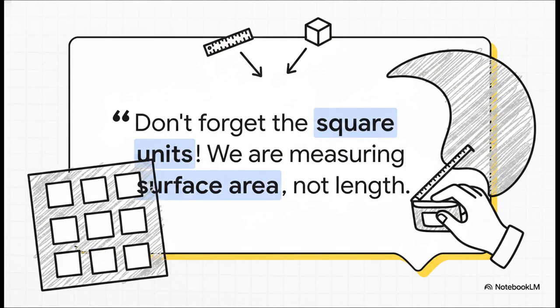But wait, don't stop there. This is super important. The answer isn't just 42. It's 42 square centimeters. Remember, we're measuring the surface area, the space inside the shape, not just a line. So those square units are absolutely key.